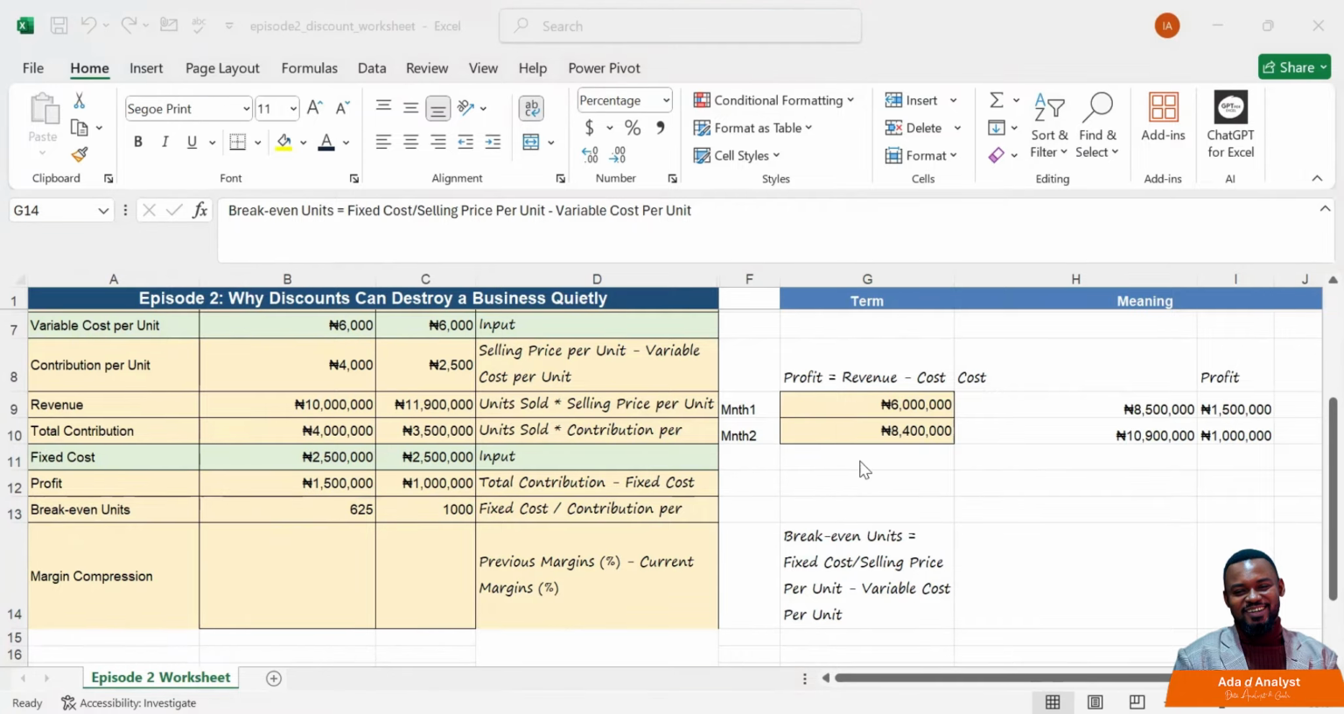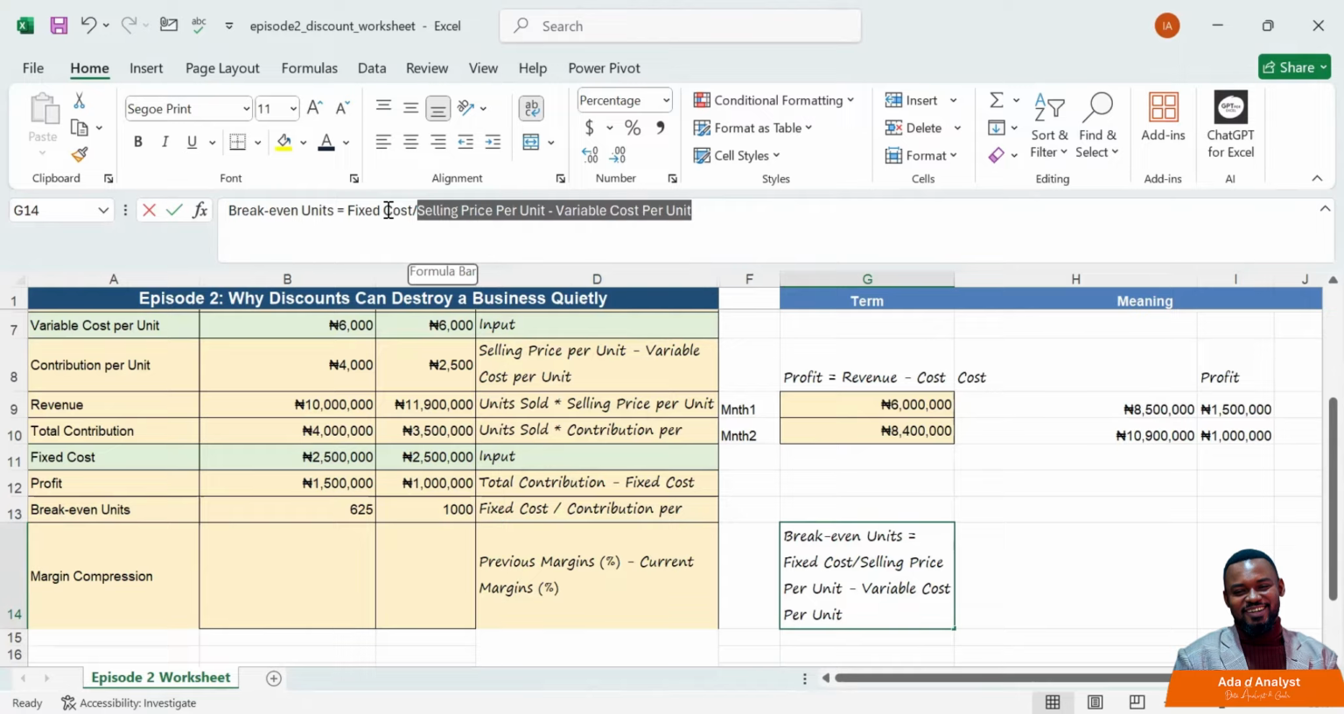So you see that we have already satisfied the denominator, right? Here in the break-even units, we have fixed cost, and the contribution per unit is what we had already done here. Contribution per unit is selling price per unit minus variable cost per unit. So that is what we have here as a denominator, which is selling price per unit minus the variable cost per unit. You can see that, okay. So we have done that and explained the result.